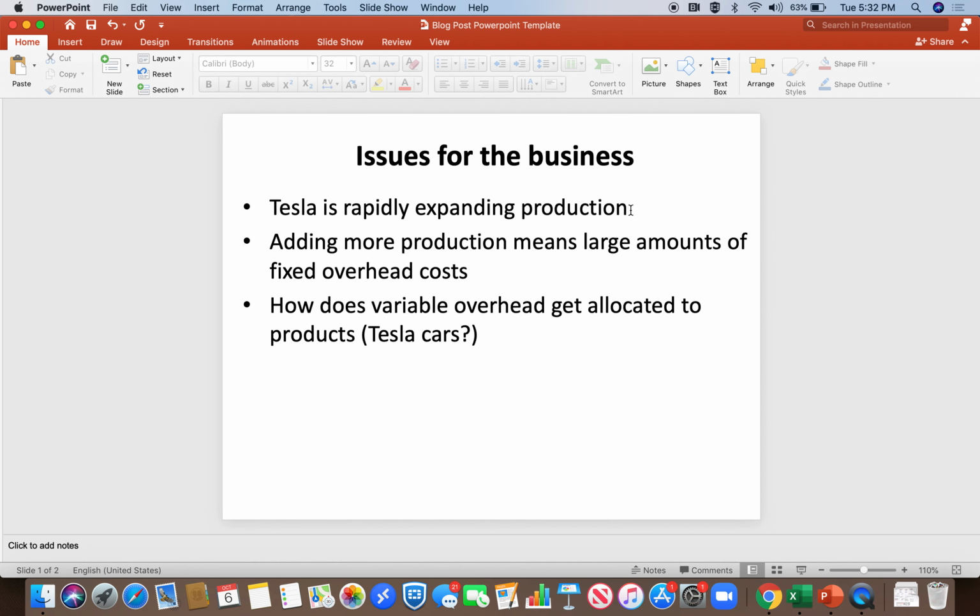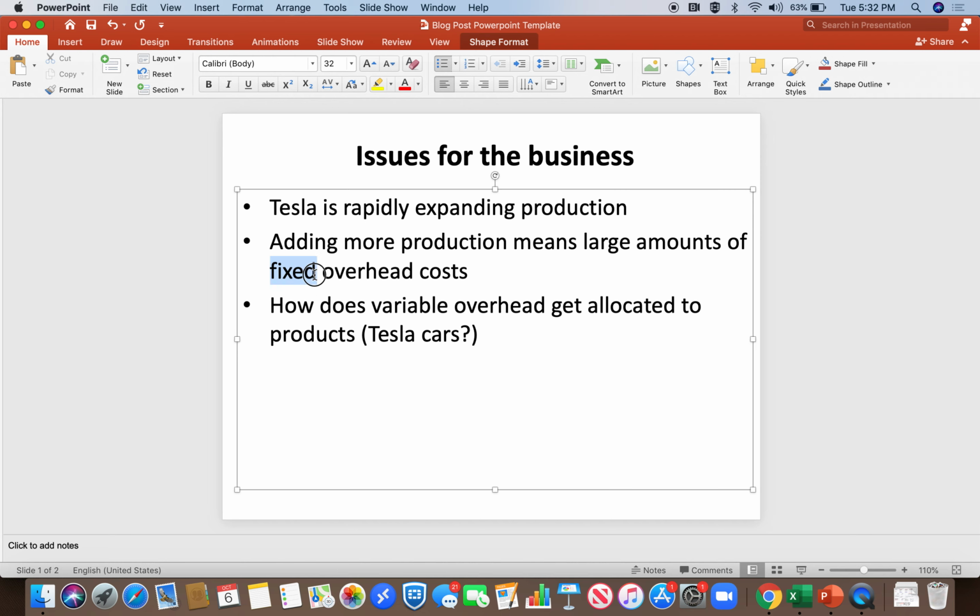Tesla is rapidly expanding production. Adding more production means large amounts of variable overhead costs. And the question is, how does all that variable overhead, that is costs that cannot be directly tied to the product, get allocated to the products, which in this case are Tesla cars? So let's think about that.